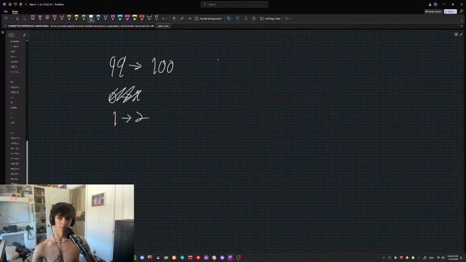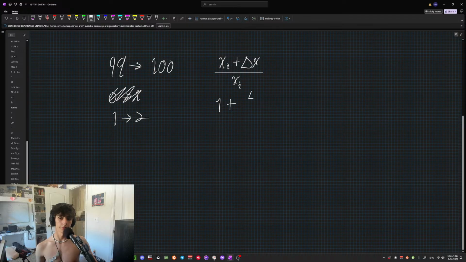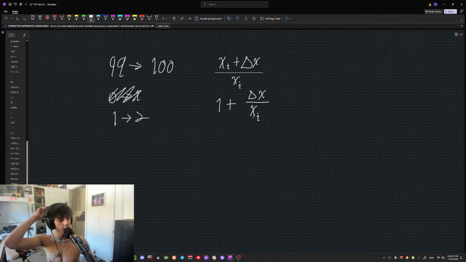So the overall formula here is what we have initially, x initial, plus delta x, the change in something. Our initial value plus the change, that's the new, and then divided by the old, that's x initial. To simplify, that is 1 plus delta x over x initial.